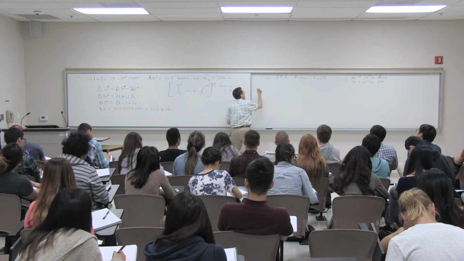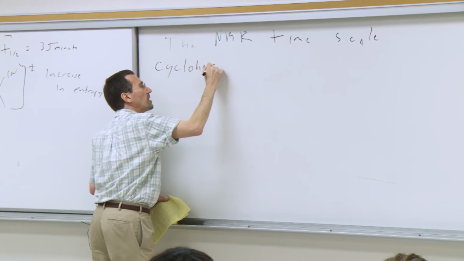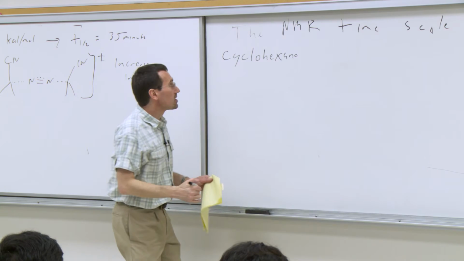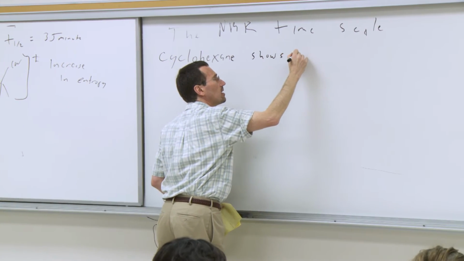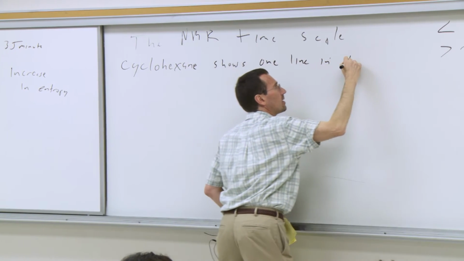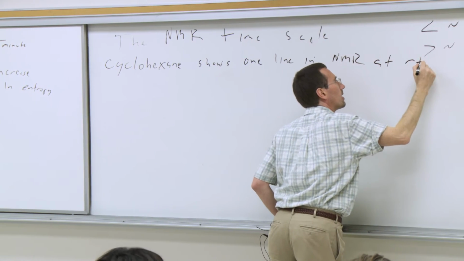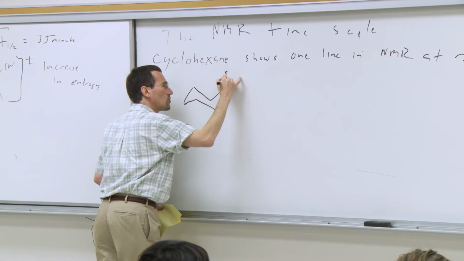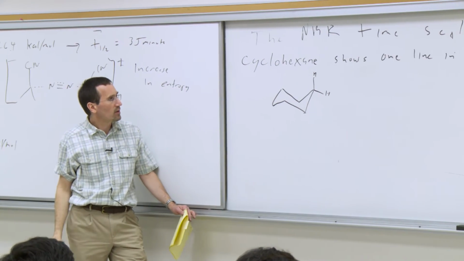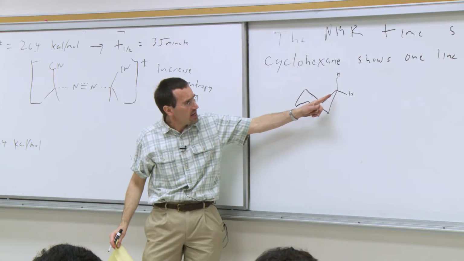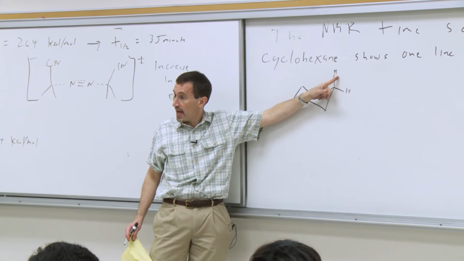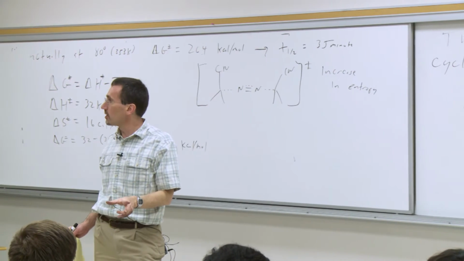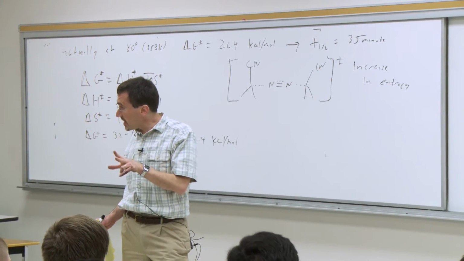So let's take a look at the molecule cyclohexane. We like cyclohexane. We've been using it as an archetype for conformational analysis and for transition states. So cyclohexane shows one line in the NMR at room temperature. All right, here's cyclohexane. And I'm only going to draw one axial proton and one equatorial proton. So cyclohexane has two different types of hydrogens. It has hydrogens in the axial environment, hydrogens in the equatorial environment. They shouldn't show up in the same position in NMR. And yet we see only one line.